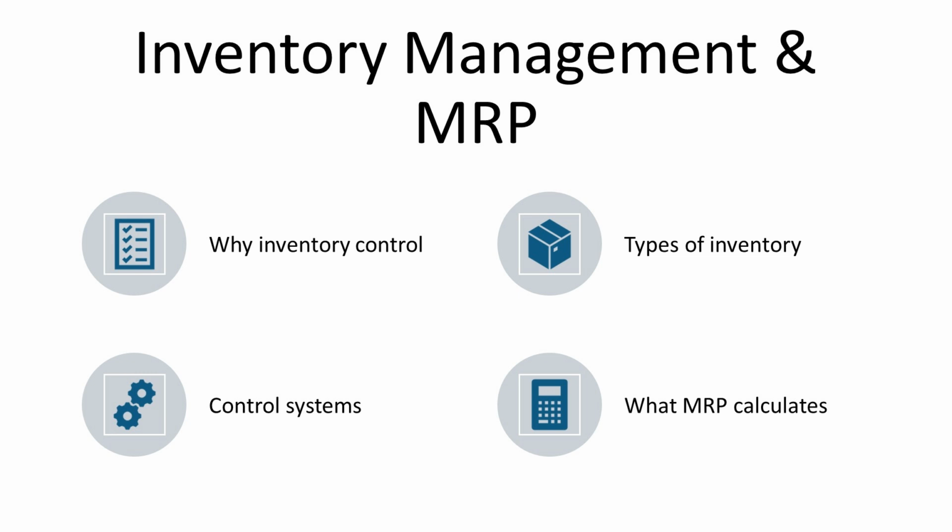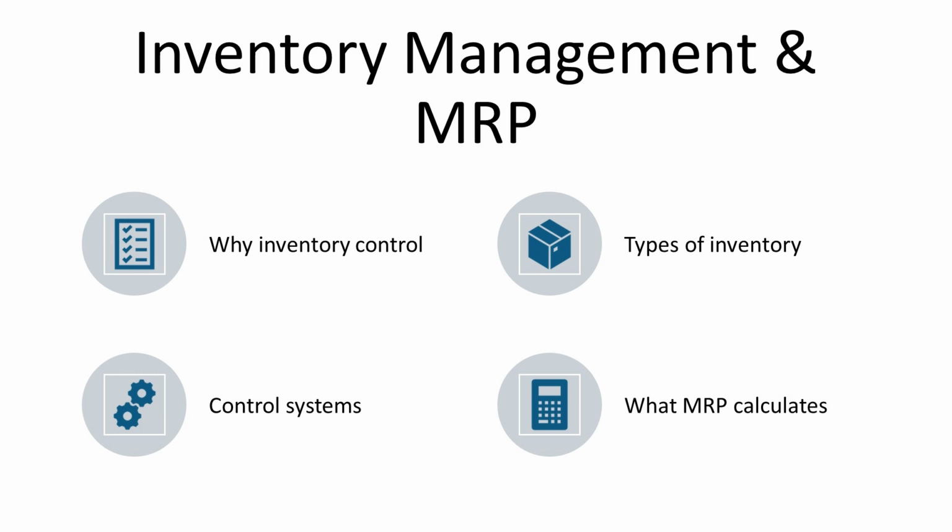FIFO. Last in, first out. Minimum, maximum controls. Reorder points. ABC classification. And lastly, introduction to MRP, materials requirement planning. MRP calculates what materials are required, how much is required, when they are required. MRP helps supervisors reduce shortages, delays, and unnecessary purchasing.